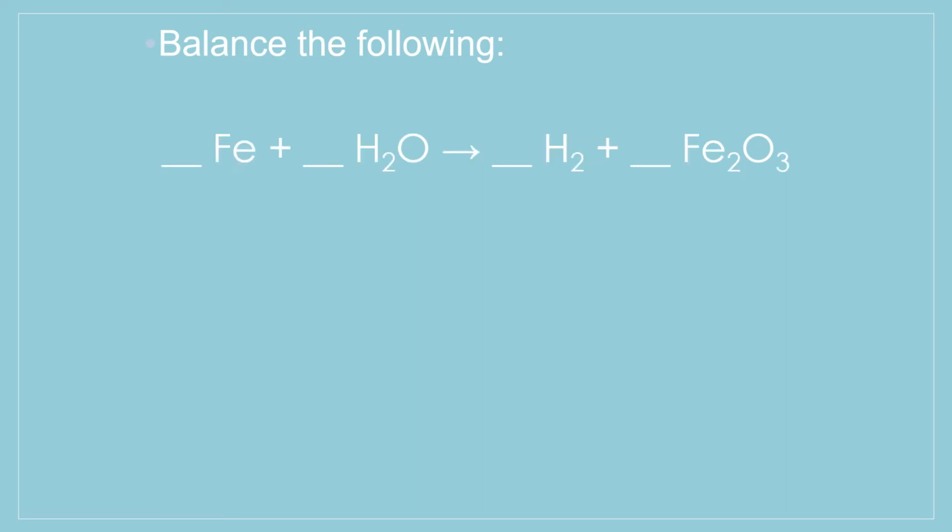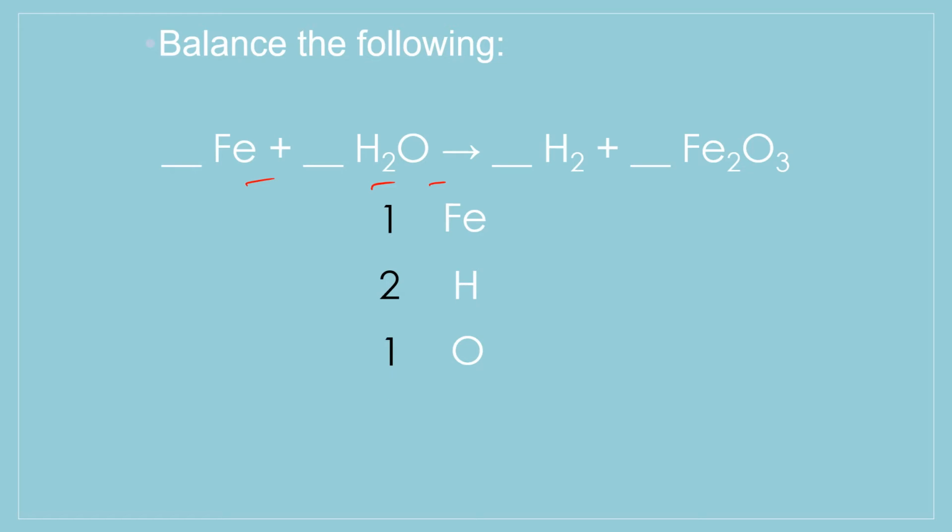We're going to balance iron plus water yields hydrogen and iron 3 oxide. First things first, we need to look for the arrow. We found it, so we're going to list out the elements underneath that arrow: Fe, H, and O. Now we're going to count the atoms. And again, this is just looking at the subscript, y'all. So 1, 2, and 1.